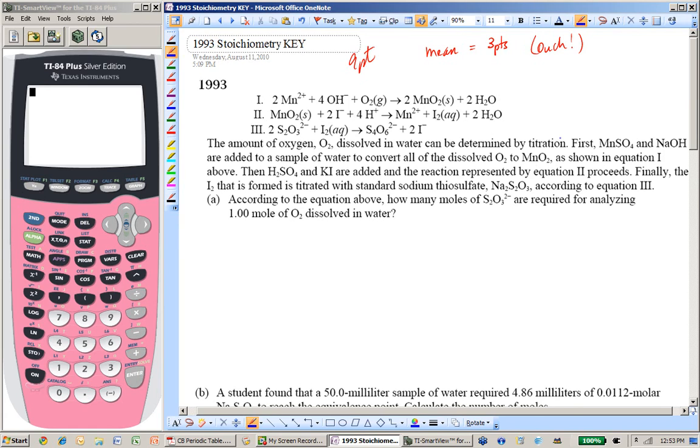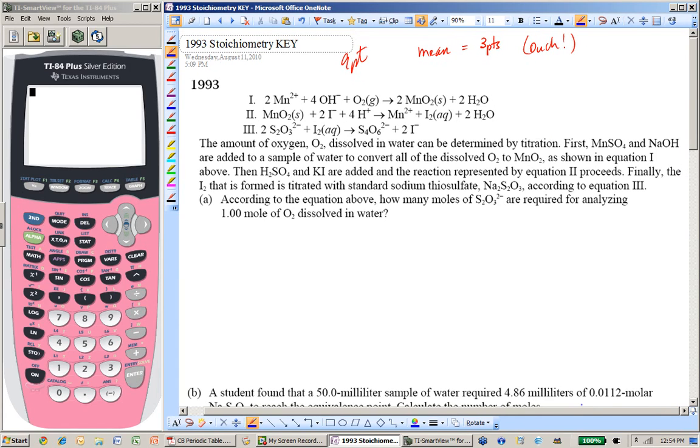Okay, so they say the amount of oxygen dissolved in water can be determined by titration. First, manganese sulfate and sodium hydroxide are added to a sample of water to convert all the dissolved oxygen in the water to MnO2, as shown in equation 1. Then sulfuric acid and KI, potassium iodide, are added, and the reaction is represented by equation 2. Finally, the iodine that is formed is titrated with standard sodium thiosulfate, according to equation 3. So according to the equations above, how many moles of thiosulfate ion are required for analyzing 1 mole of oxygen in distilled water?